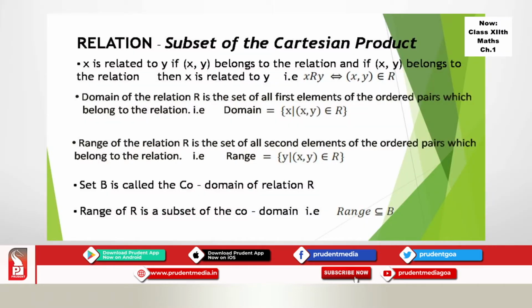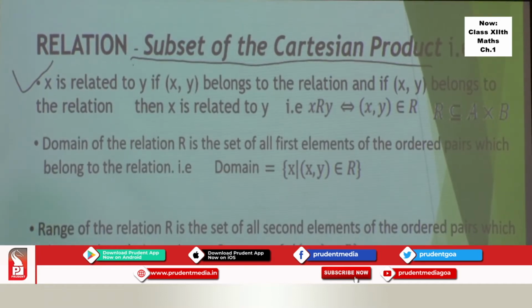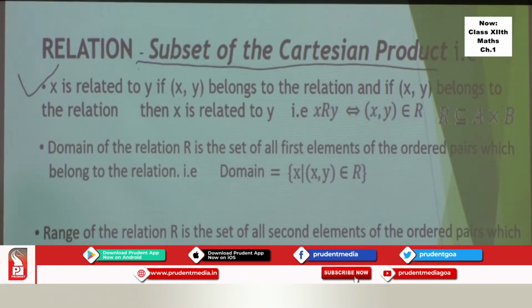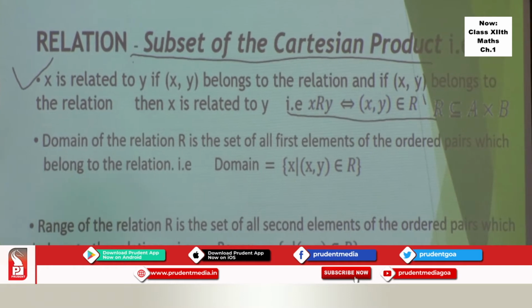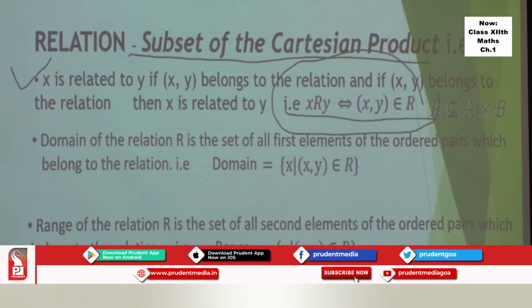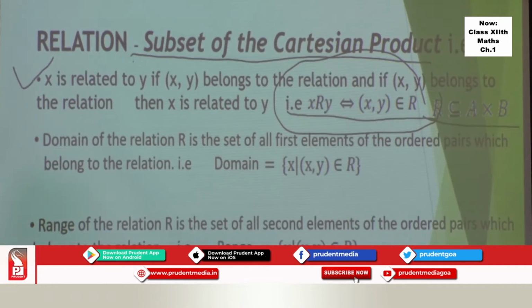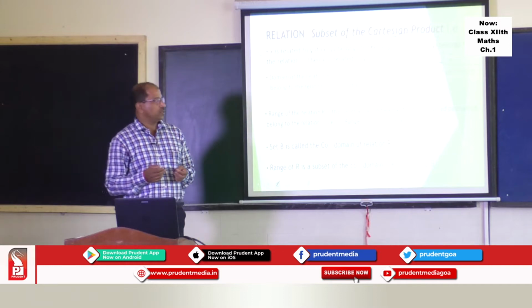Now look at this first statement: x is related to y if (x, y) belongs to the relation. The ordered pair x comma y should belong to the relation. The other way around, if (x, y) belongs to the relation, then x is related to y. We write it as x R y, or (x, y) belonging to R. Here it is clearly mentioned that x is related to y if and only if (x, y) belongs to the relation. The notation for a relation is capital R, and relation R is any subset of the cross product.